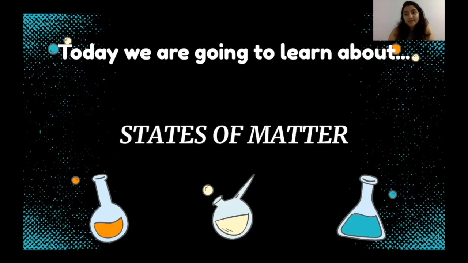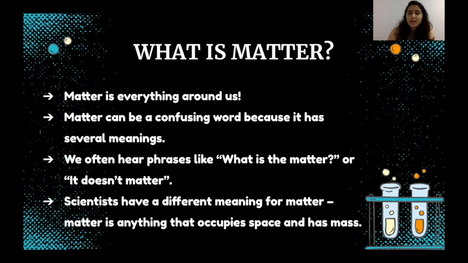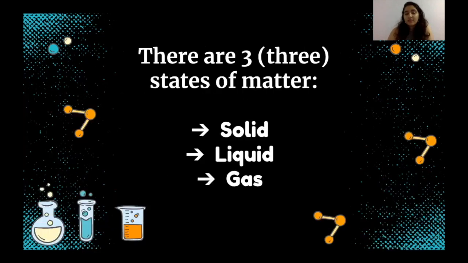Because science is such a diverse subject today, we are only going to be focusing on one topic: states of matter. What is matter? Matter is simply everything around us. Matter can be a confusing word because it has several meanings, and we often hear phrases like, "What's the matter?" or "It doesn't matter." Scientists, however, have a different meaning for matter, as matter is anything that occupies space and has mass. There are three main states of matter: solid, liquid, and gas, and we are going to take a closer look at the properties of each.